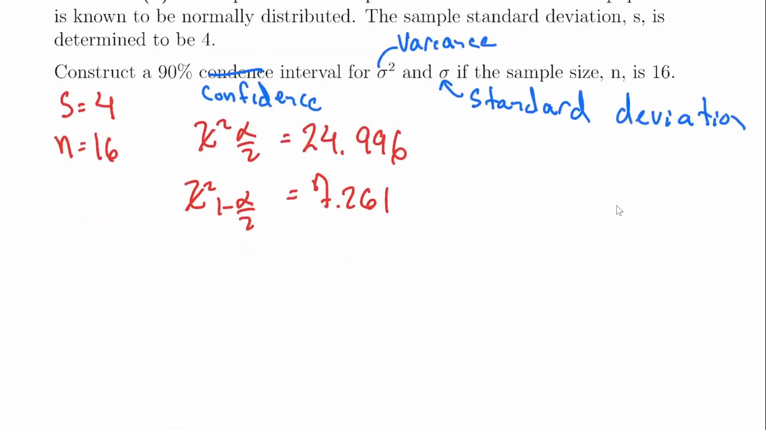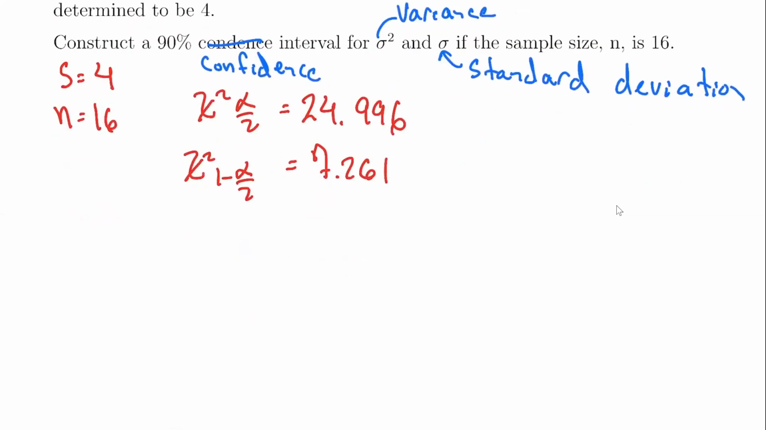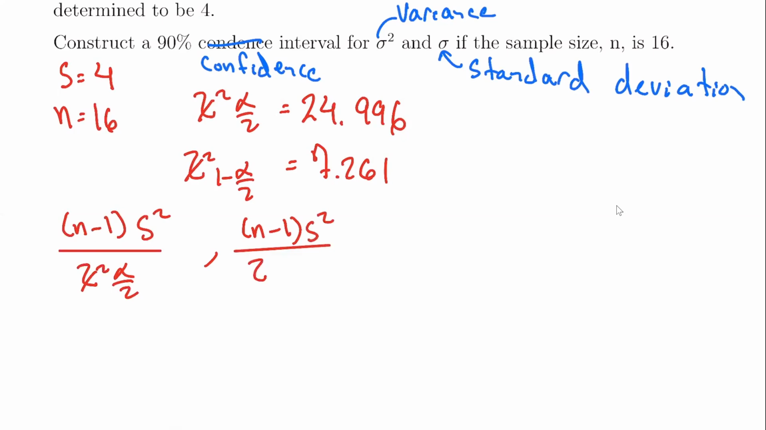All right, so let's just write down the formula. The formula for variance is n minus 1 times s squared, all divided by chi-square of alpha divided by 2. That will give me the lower bound. To get the upper bound, we'll do n minus 1 times s squared, all divided by chi-square of 1 minus alpha divided by 2. So that's the formula for the confidence interval for variance.